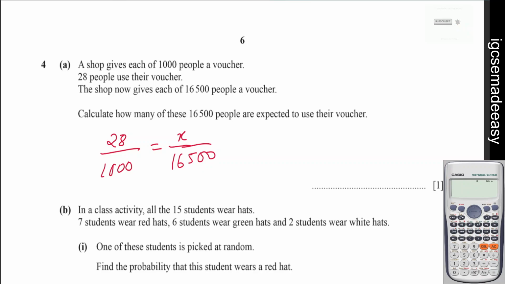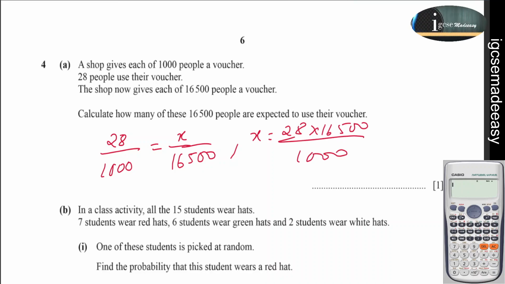So I just made an equation like that. 28 divided by X when 1000 people were given a voucher. Now X when 16,500 people are given a voucher. So let's find the value of X by cross multiplying: 28 times 16,500 divided by 1000.